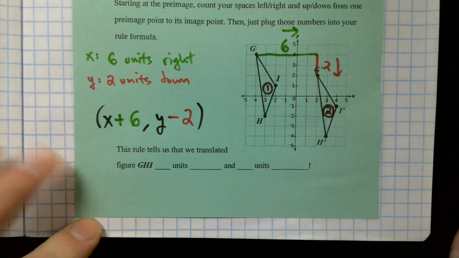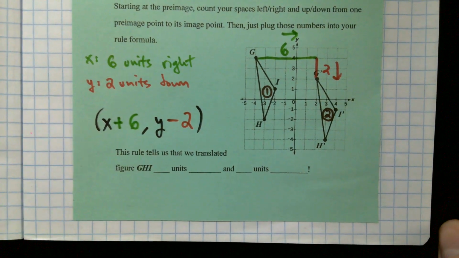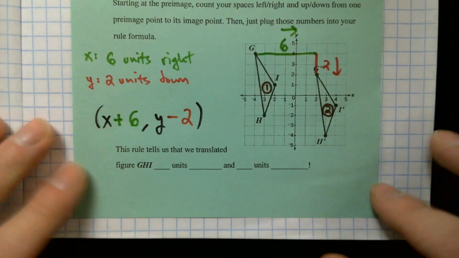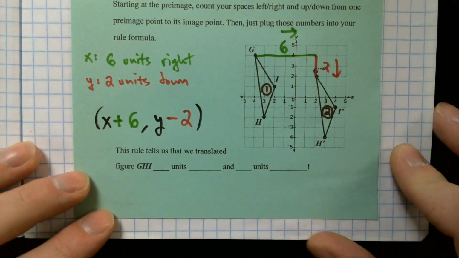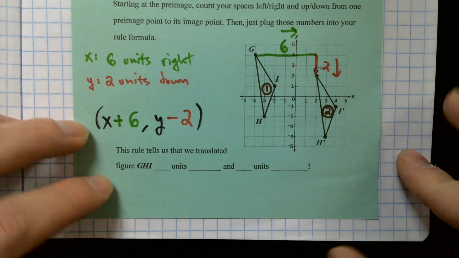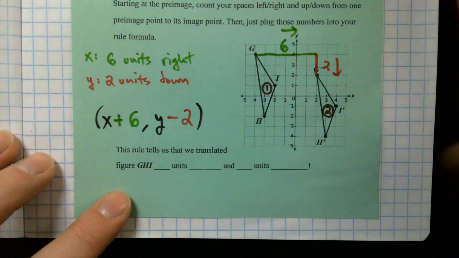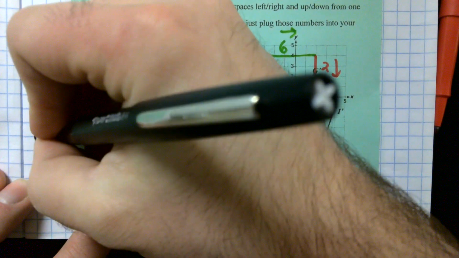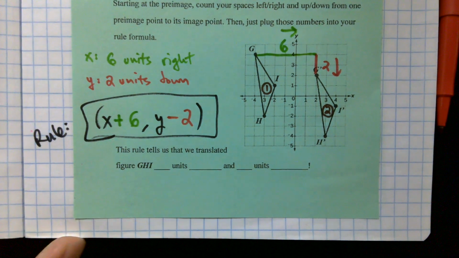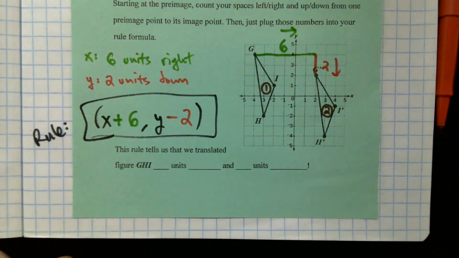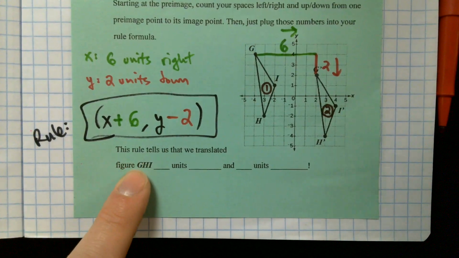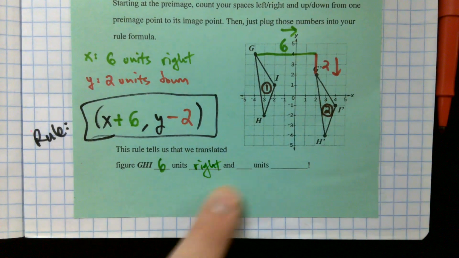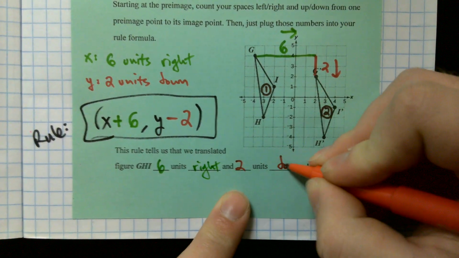A negative sign. Why do I have to put a negative sign there? Because we went down, and that's negative. Exactly. We know that from slope already, too. If I rise down, my slope is what? Negative. Thank you. So this rule is my answer right here. All this rule tells me is that I translated the triangle GHI 6 units to the right and 2 units down.